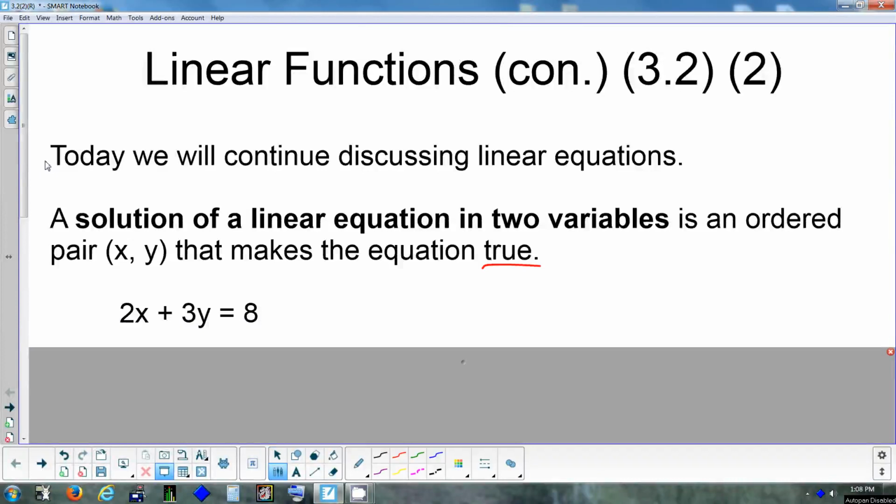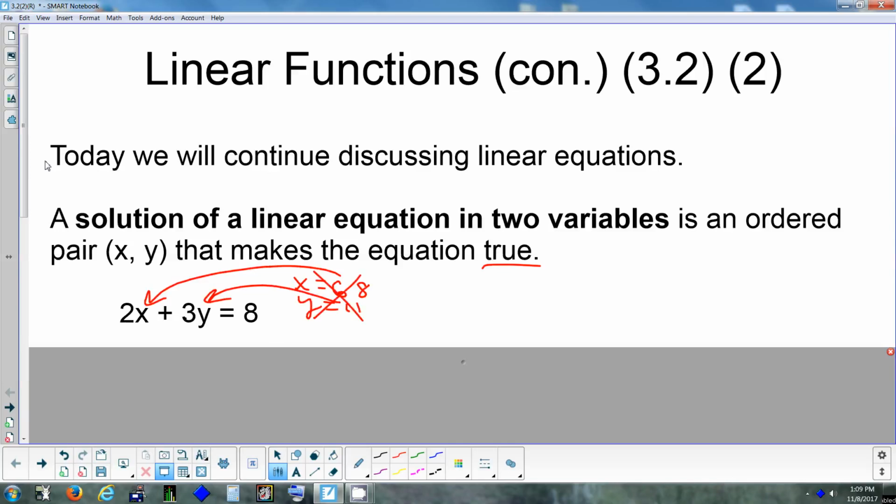So somebody give me any number you want for x. 68. Okay? And give me a different number for y. Noah? 11. If that's a solution, then that means when I plug in 68 for x and 11 for y, the answer would be 8. Is 2 times 68 plus 3 times 11 going to equal 8? No, too big. So what that means is these numbers are not a solution.